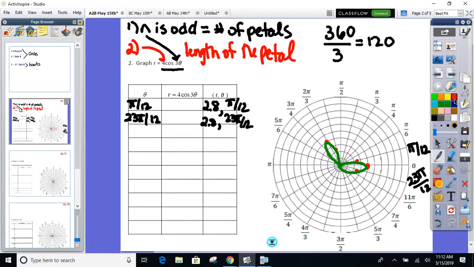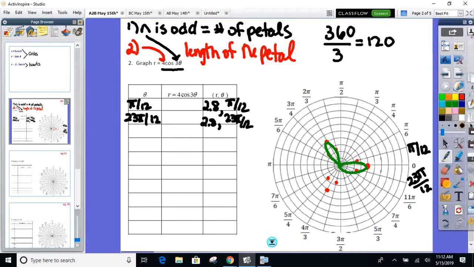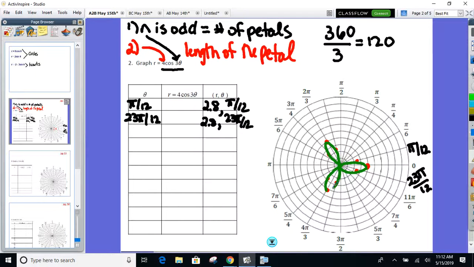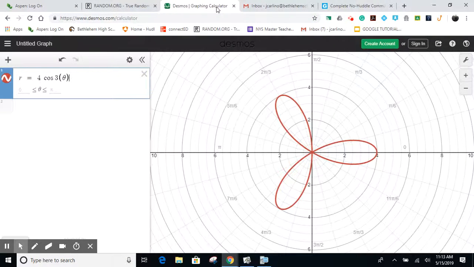And then where's 240 in radians? 240? 4 pi over 3, that goes to 4. And then guess what's to the left and to the right of it? 2.8 again. And then how beautiful is that, huh? Yes. There you go. There's our graph.